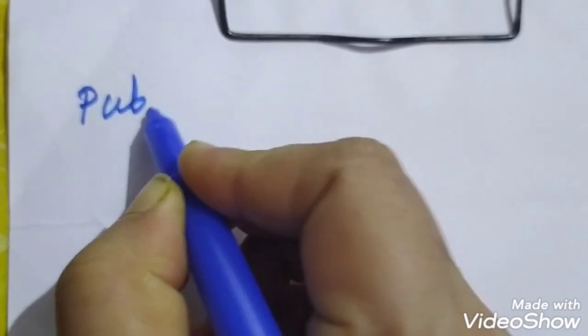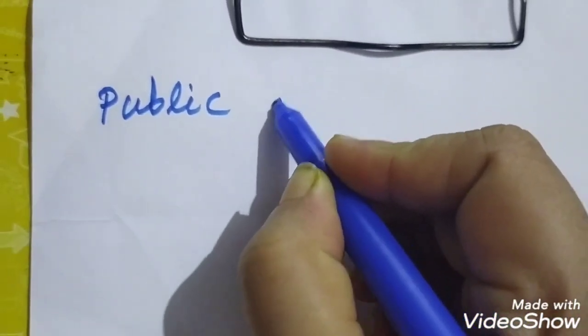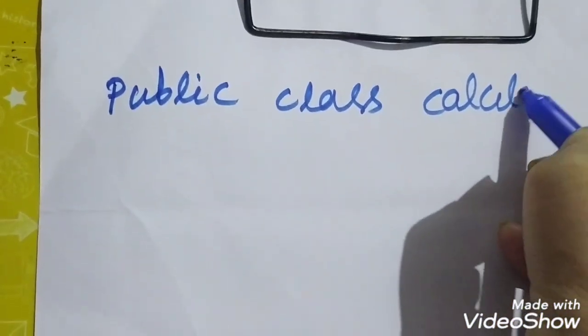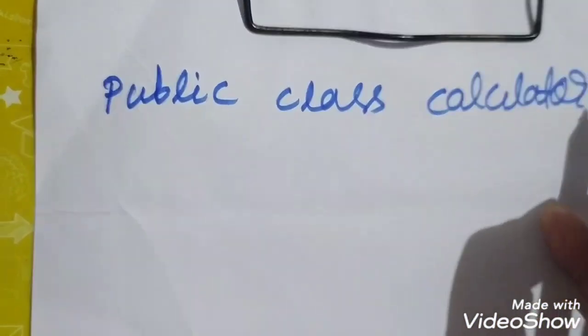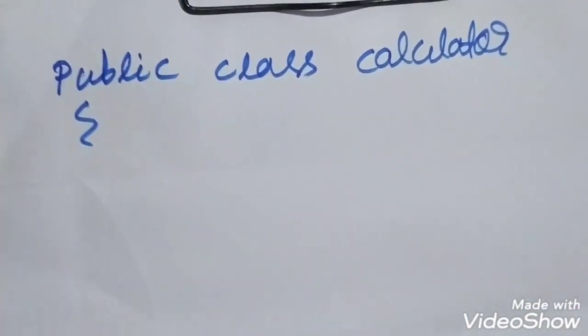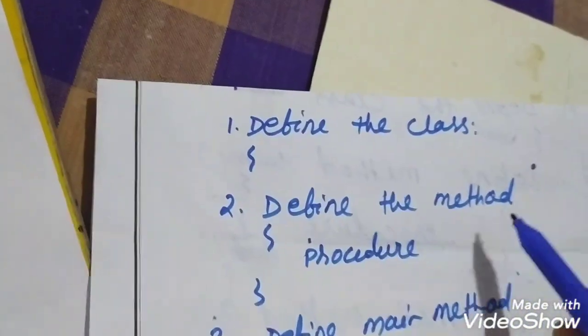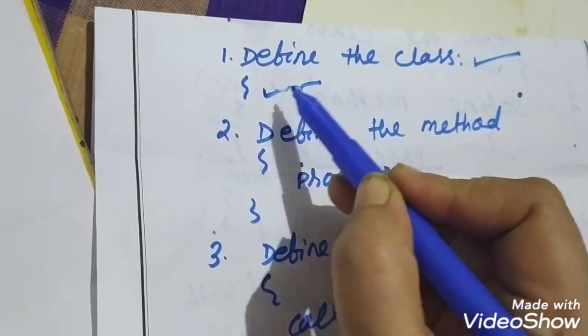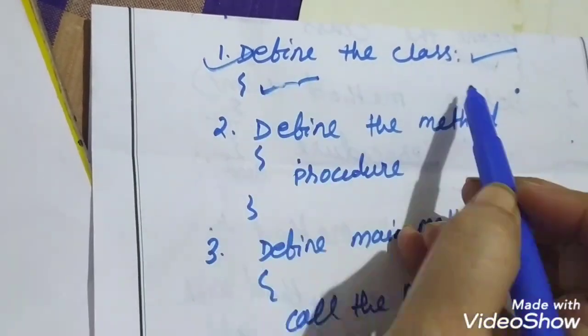First I have to write public class Calculator, then curly braces. Okay, so come to here, that will be your first part. Define the class and the curly braces is over. The number one step is over.